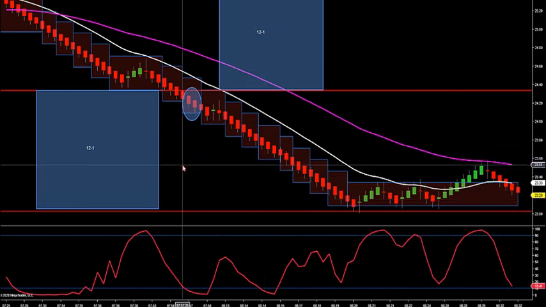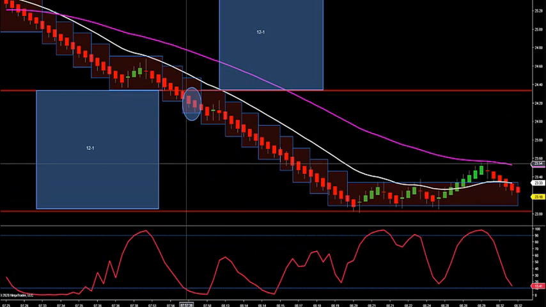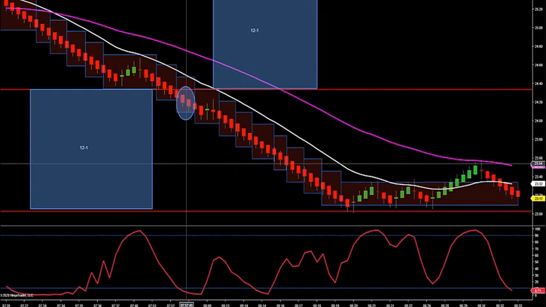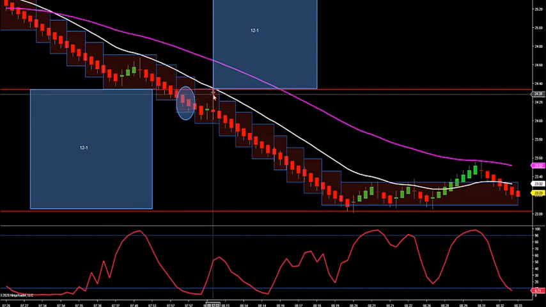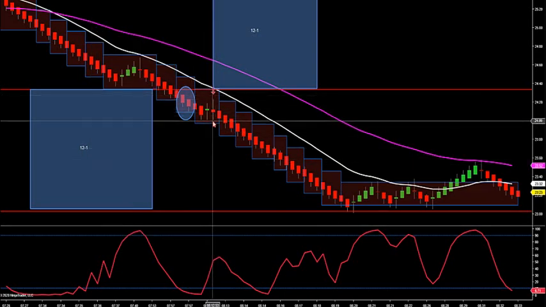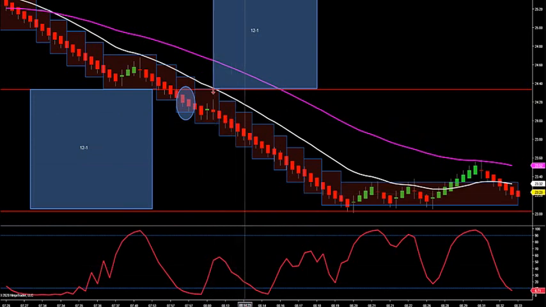That lets me know I've got major sellers coming in the market. There's a major order imbalance at a demand line. Old demand lines become new supply lines, vice versa. So I want to try to get short right here on this little hiccup or retracement, which my 5-sim called the exact high to the exact bar. I'm going to show you how to enter.